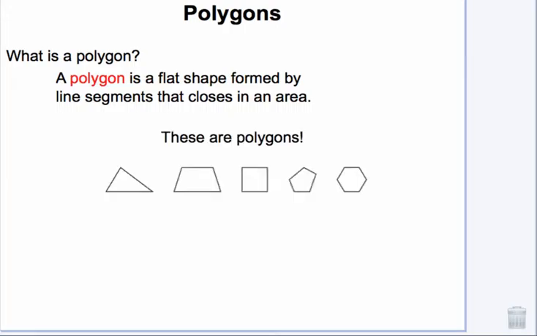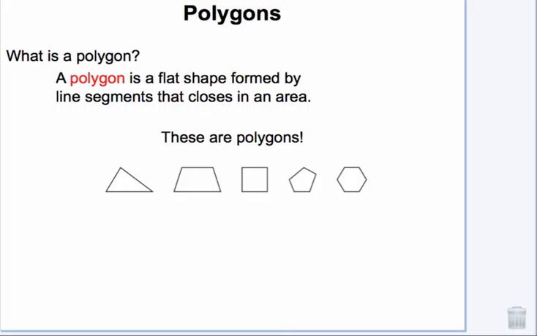These are some examples of polygons. Starting on the left, we have a triangle, a trapezoid, a square, a pentagon, and a hexagon. Please pause the video and copy those down.